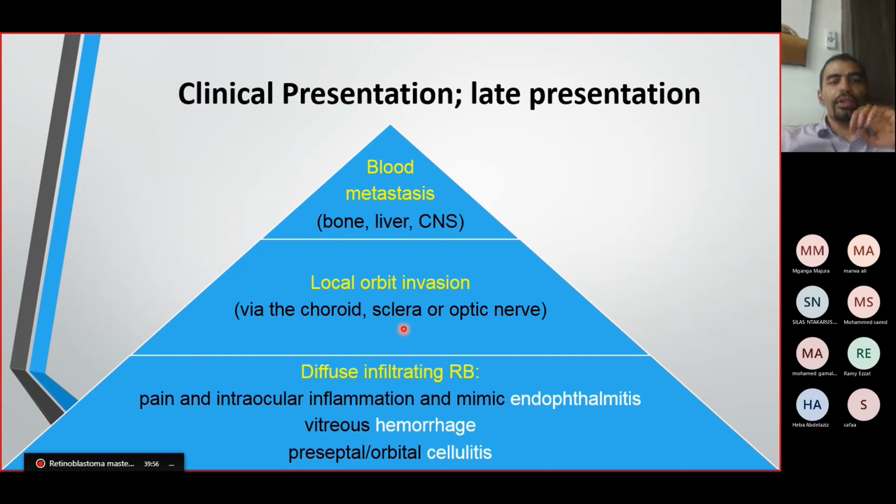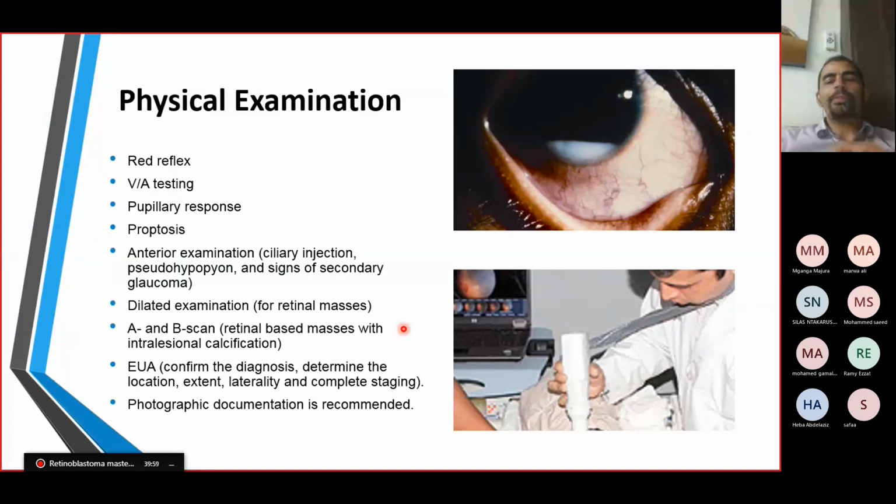Okay, so we should work in collaboration with an oncologist to look for these features of the late presentation. So when you are examining a patient with retinoblastoma, you need to check the red reflex, check the vision, check the pupillary responses, check if there is proptosis because it may indicate some local invasion of the orbit.